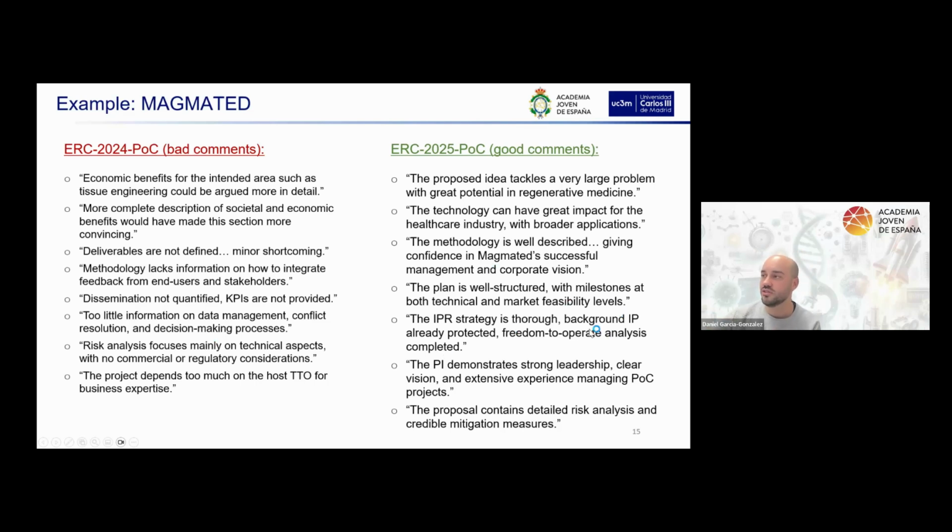IPR strategy is thorough, breakthrough, background IP already protected. So it's important, if you already have a patent, to put it in and discuss it. PI, okay, and the proposal contains detailed risk analysis and credible mitigation measures. So this is kind of all the stuff I wanted to discuss with you today.